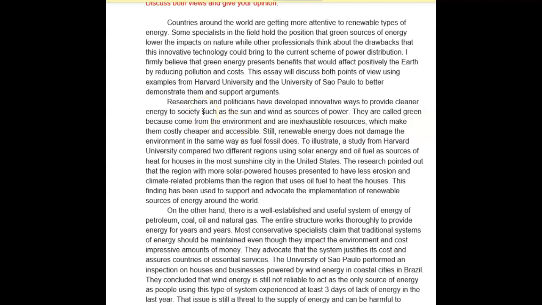Still, renewable energy does not damage the environment in the same way as fossil fuel does. Now I didn't really like "still" here. I think what would have made more sense is furthermore, moreover, additionally, one of those. Okay? To illustrate, a study from Harvard University compared two regions using solar energy and oil fuel sources of heat for houses in the most, not in the most sunshine. It should be in the sunniest city in the United States.